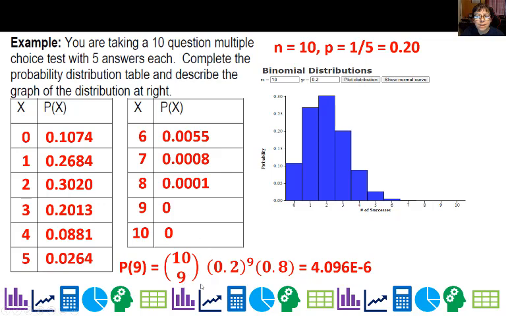And how many ways can I do that, right? Which, by the way, is 10. All right. So 0.2 to the 9th times, because we're going to get 9 correct and just 1 wrong, is 4.096 times 10 to the minus 6. So it's not exactly 0, but it's pretty darn close.